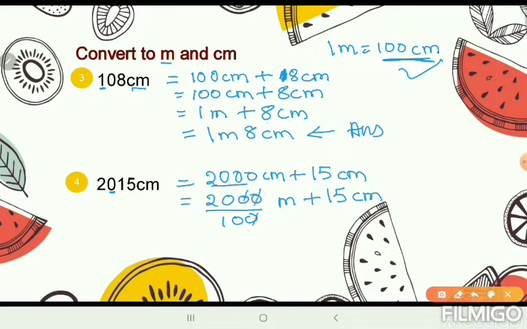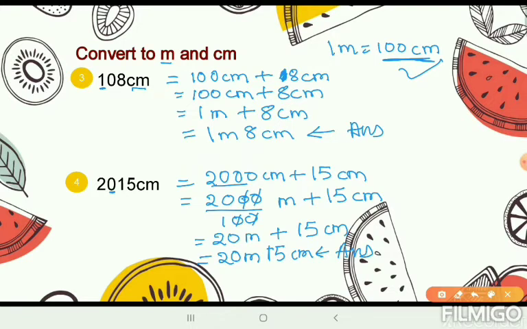Let's cancel the zeros. Okay. So what is left here after cancelling the zeros? I am left with 20 meter plus 15 centimeter. And I can write it like 20 meter 15 centimeter. This is your answer. And I hope now conversion of centimeter to meter and centimeter is very clear.